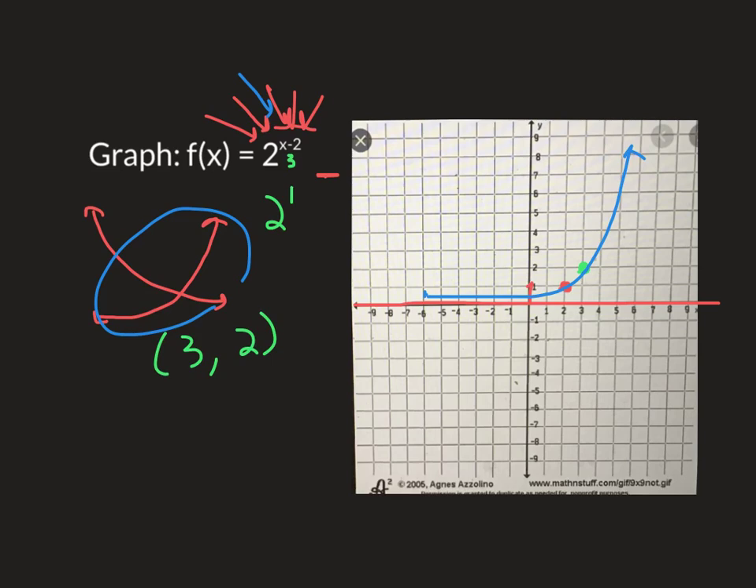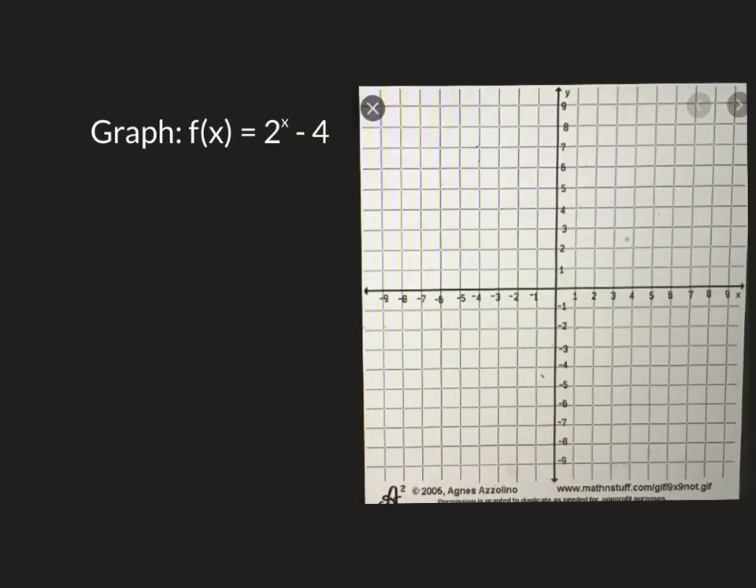But on your Delta Math, when you get there, you're going to have to move the asymptote where it goes and move the 2 points where they go. Okay, let's try another, a little tougher. This one says 2 to the x minus 4. Now the minus 4 being outside shifts your graph down 4. Whatever number is outside there is really your asymptote. So your asymptote is going to be down here at -4. Your whole graph got shifted down 4.